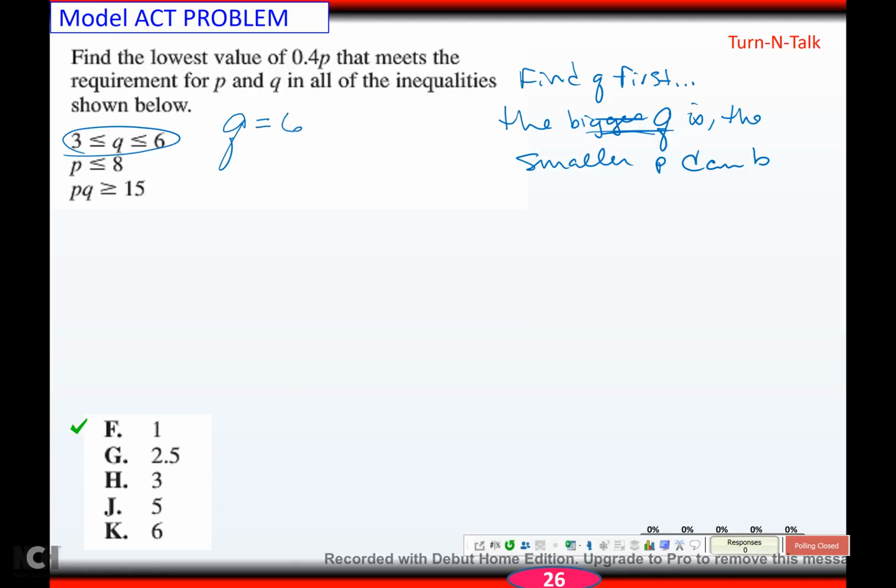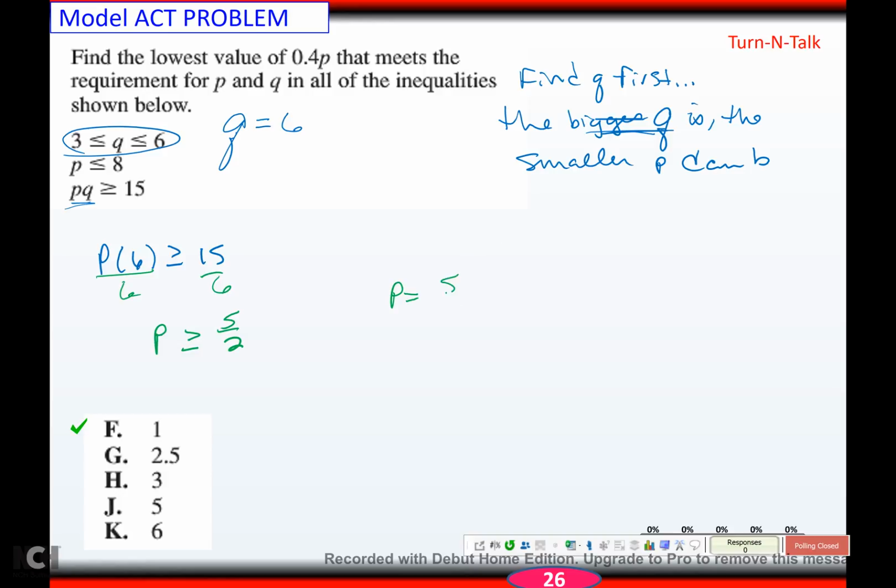So now if I take an equation that has p and q in it, and I plug in my q, I get p times 6 has to be greater than or equal to 15. So divide by 6, p has to be greater than or equal to 5/2, which is 2.5. Okay? So if p has to be greater than or equal to 5/2, the smallest p can be is 2.5, or 5/2.